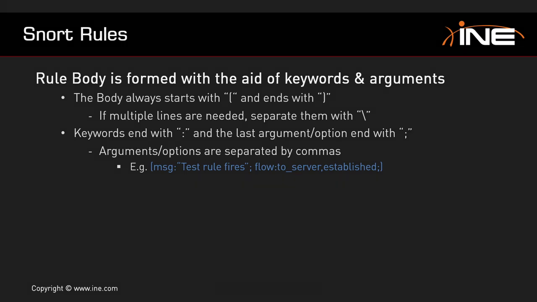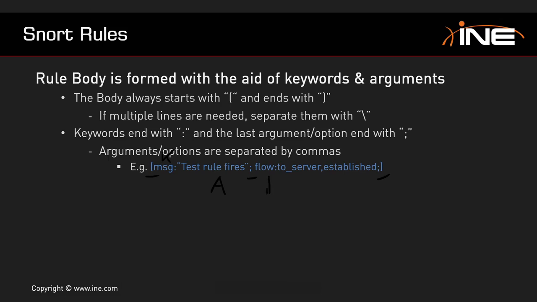We've got another example. The body starts here, it ends over here. Message is what makes our keyword, and then this is what makes our argument. It ends with a semicolon. In this case, just one argument would be used.